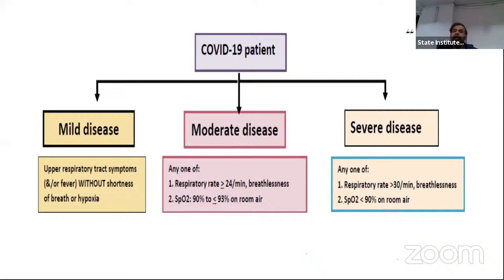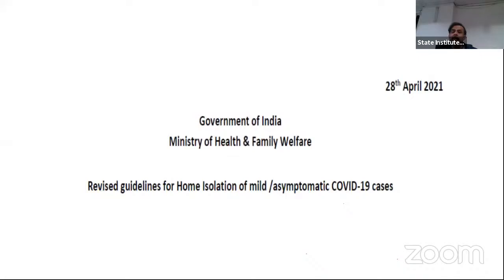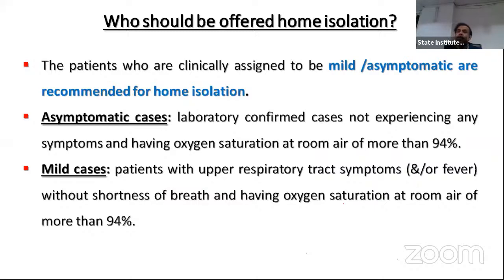So this is the site of care decided according to the clinically assigned category of the patient by the medical officer. After the publication of the AIIMS guideline, 7 days later we have the ministry guideline on 28 April. I have already talked about who needs home isolation: patients who have mild or asymptomatic infection. Asymptomatic means lab confirmed patients who do not have any signs or symptoms of COVID infection and saturation is maintained above 94%. Mild patients have only upper respiratory tract symptoms. There may not be fever. Obviously, there won't be shortness of breath and saturation is perfectly okay, above 94%. So these two categories of patient, you should focus for home isolation.